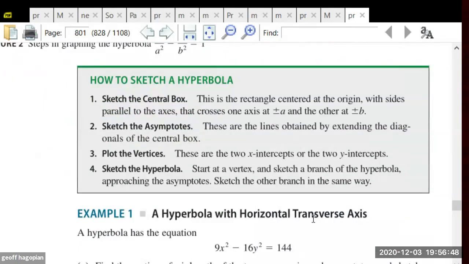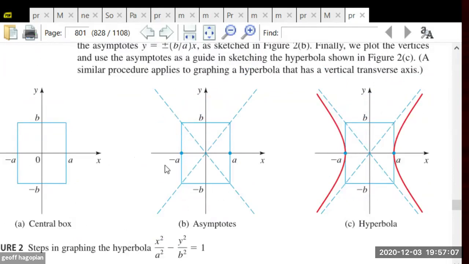But let's do a little, how to sketch a hyperbola. So you draw the central box. Now this is a box which is going to be 2a wide and 2b tall, or the reverse of that, right? It could be 2a tall and 2b wide. Once you have the box, see the box? It's 2a wide and 2b tall here. Then you draw the diagonals of the box, and those are your asymptotes, right?